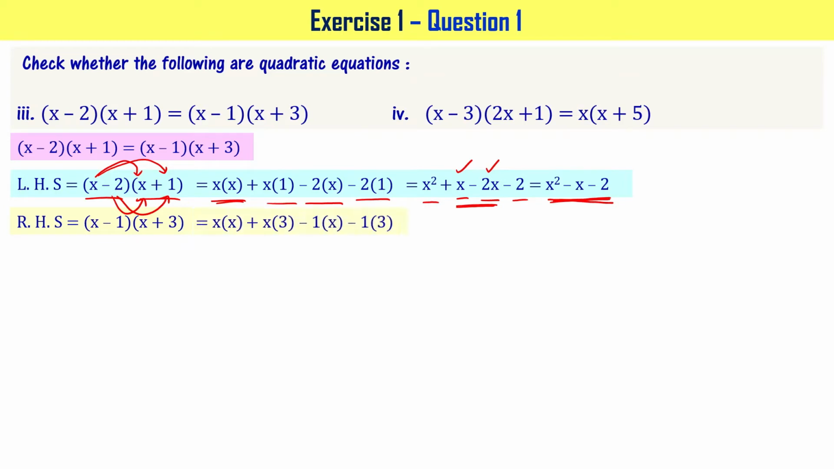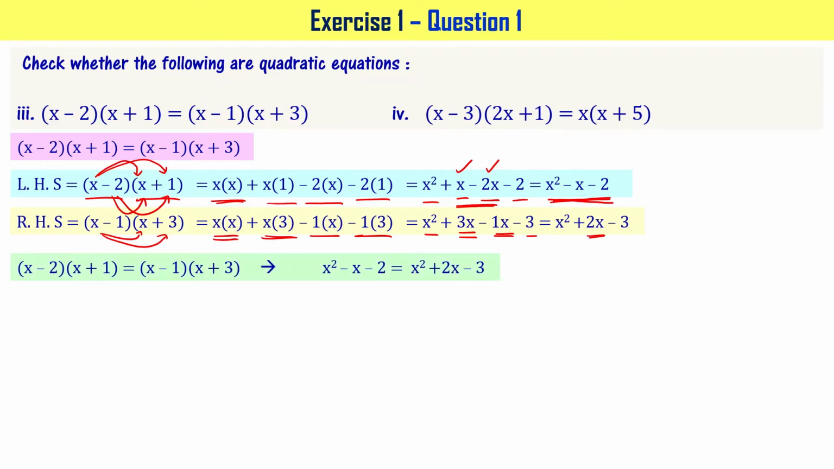That can be written as x times x plus x times 3 and then minus 1 times x and minus 1 times 3, right? You further simplify that such that x times x becomes x square. This is 3x and this is minus 1x and this is minus 3, plus 3x minus 1x becomes plus 2x. So I have written RHS now as x square plus 2x minus 3. Let's equate the simplified forms of LHS and RHS such that I can write the equation as x square minus x minus 2 equal to x square plus 2x minus 3, right?